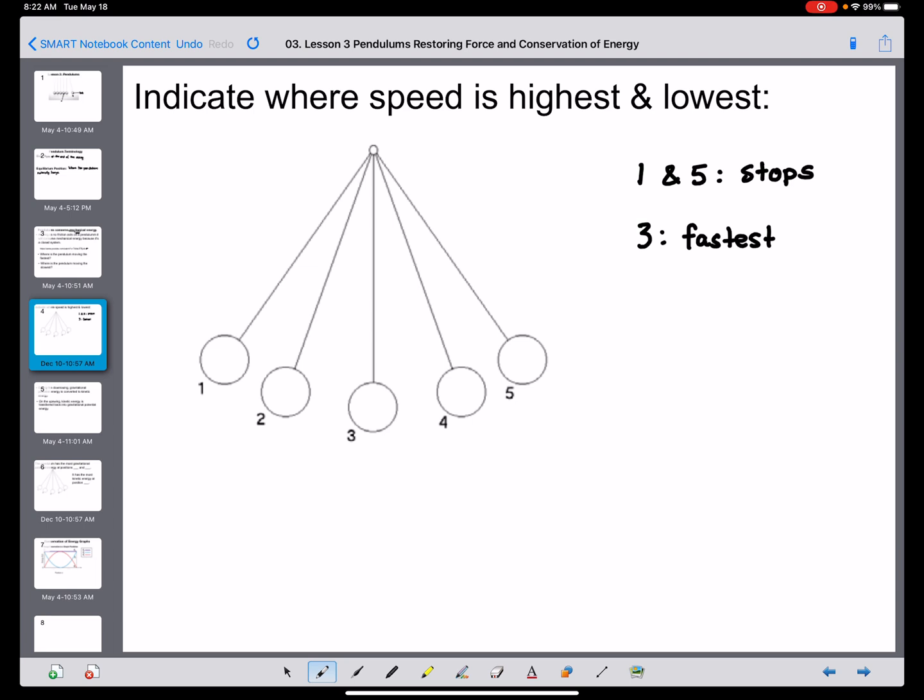Okay, and so what's happening here is that the pendulum, when it's on the way down, is speeding up. And the pendulum, when it's on the way up, is slowing down.